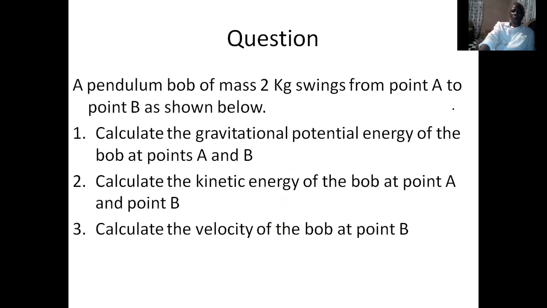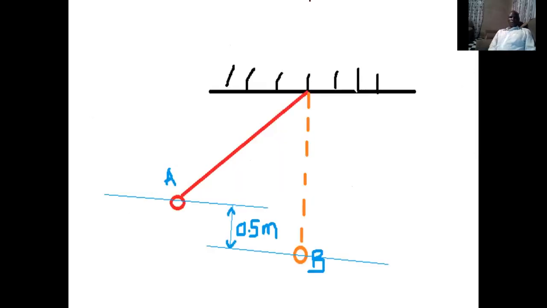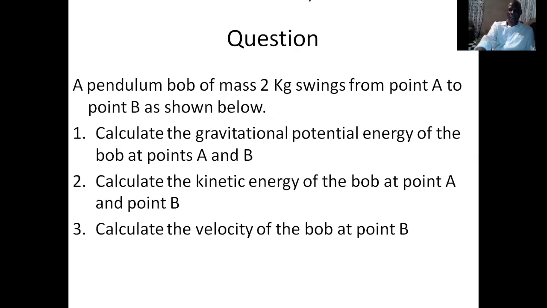Next, we look at another question. This question involves conversion of energy on a pendulum. So a pendulum bulb of mass 2 kg swings from point A to point B as shown below. So we have a pendulum which swings from point A to point B. Calculate the gravitational potential energy of the bulb at point A and point B. So it is a 2 kg bulb, and we have to calculate the potential energy at point A and point B.